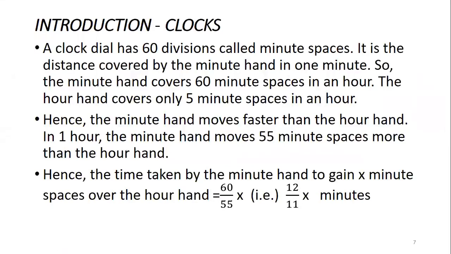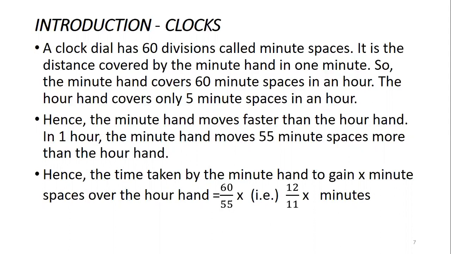A clock is in the shape of a circle. It has three hands: second hand, minute hand, and hour hand. We are least bothered about the second hand. We are bothered only about the minute hand and the hour hand. A clock has 60 divisions called minute spaces. So one rotation of a clock or a circle is 360 degrees. So 360 degrees divided by 60 divisions, each division is of a span of 6 degrees.